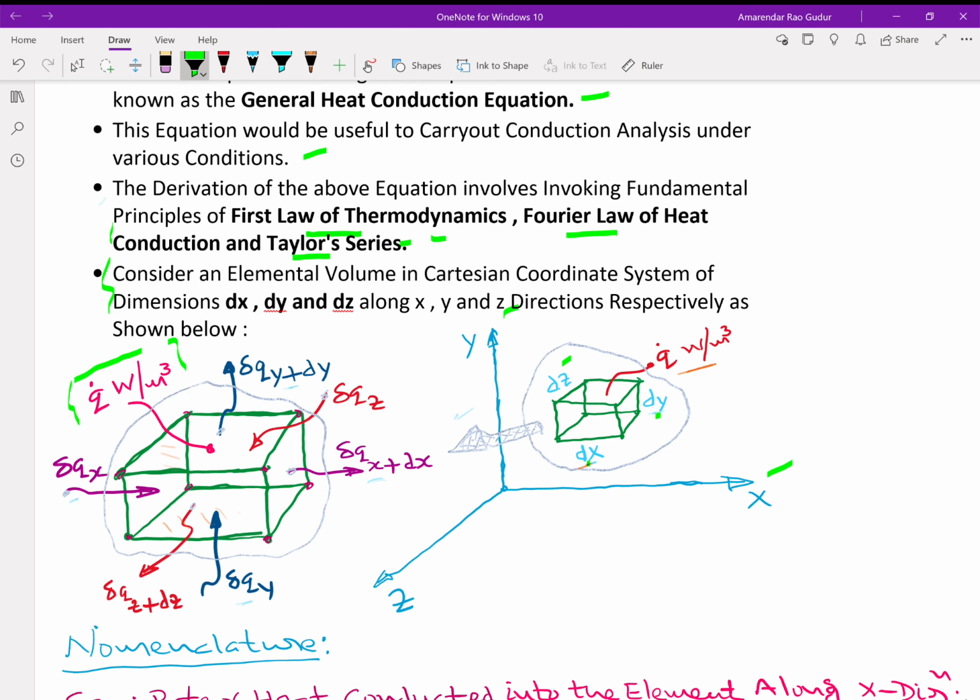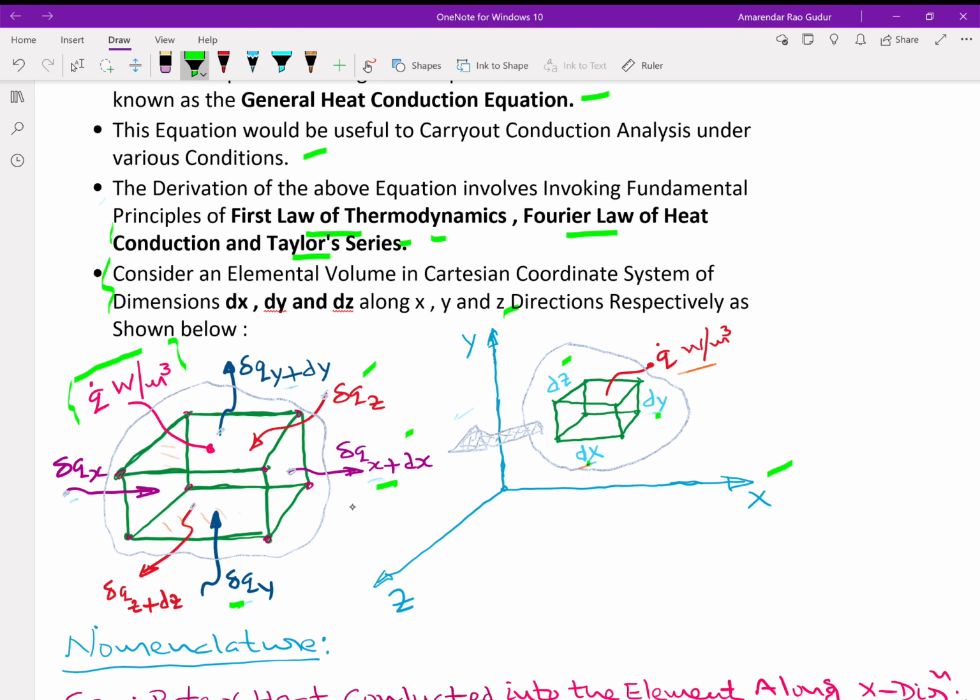And nomenclature is very much described. Del Qx is the rate of heat conducted into the element along x direction, and del Qx plus dx is the rate of heat conducted away from the element along x direction. And del Qy is the rate of heat conducted into the element along y direction. Del Qy plus dy is the rate of heat conducted away from the element along the y direction. Lastly, del Qz is the rate of heat conducted into the element along z direction. And del Qz plus dz is the rate of heat conducted away from the element along z direction.